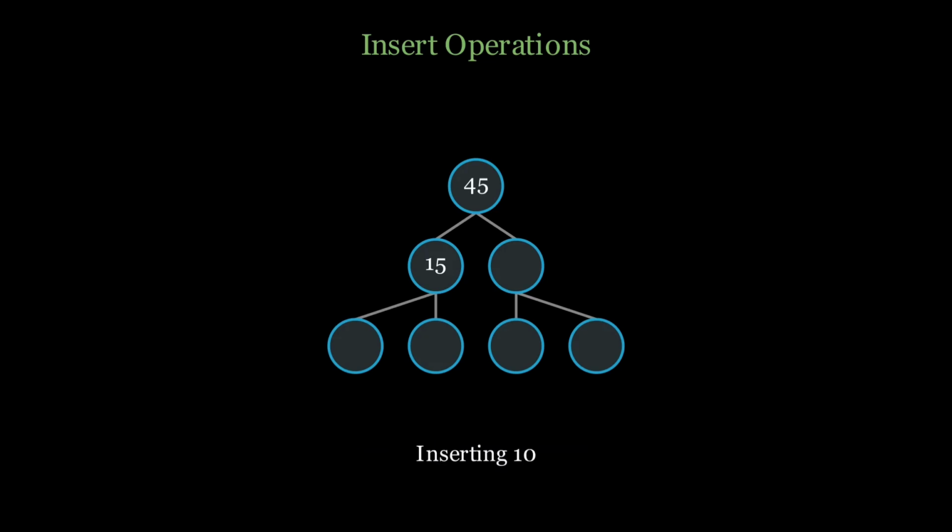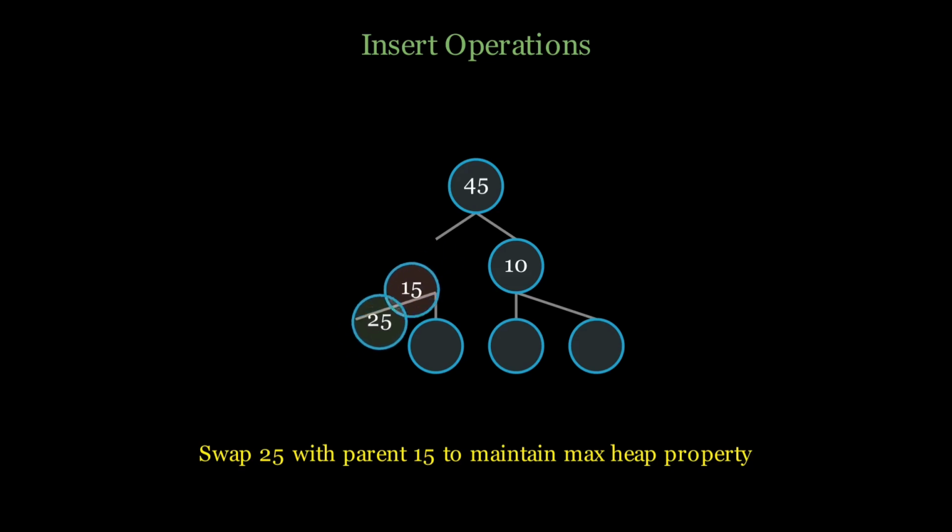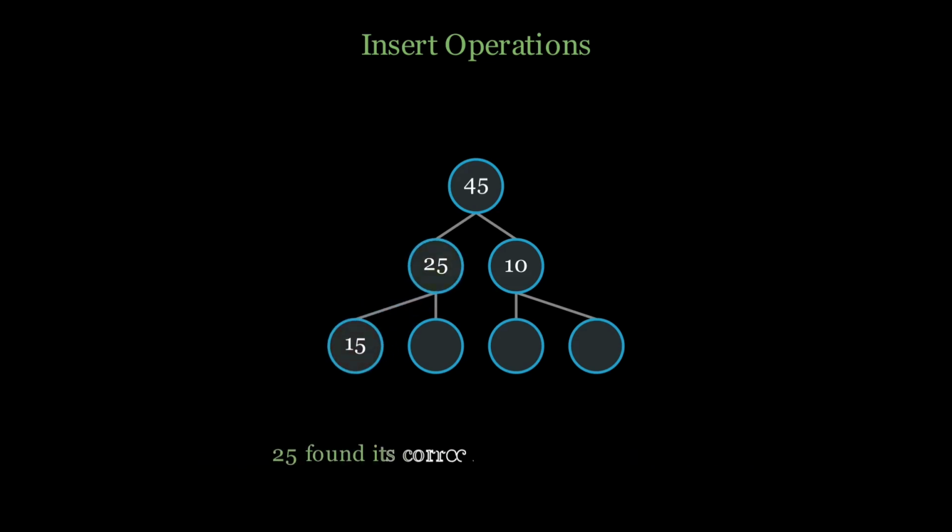When we insert 10, it starts at the bottom. But since it's smaller than its parent, 45, it stays where it is. Perfect. Next we add the element 25. It's larger than its parent 15, so we swap them.